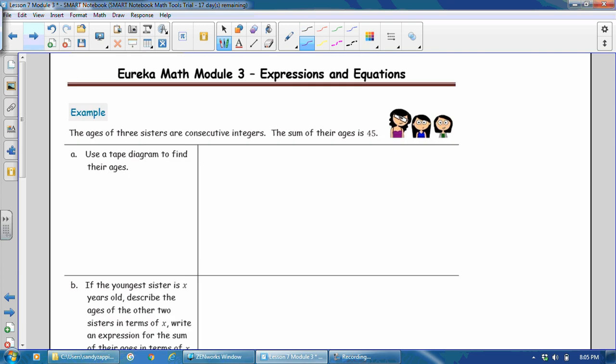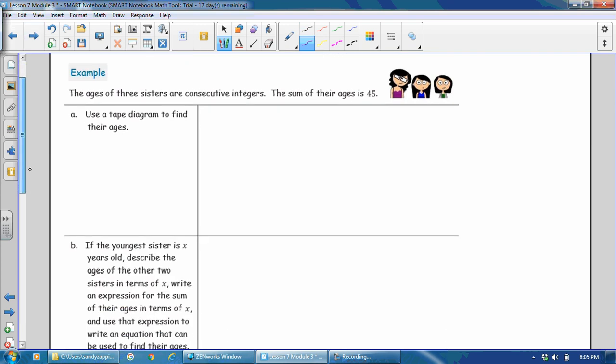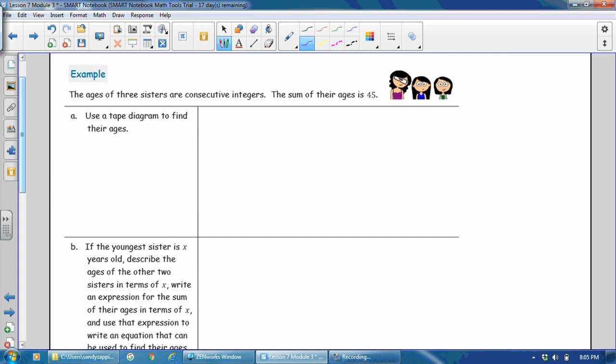The ages of three sisters are consecutive integers. The sum of their ages is 45. So let's go over what consecutive integers mean. That means in a row. For example, three consecutive numbers might be 8, 9, and 10. Three more consecutive integers would be, let's say 13, 14, and 15.